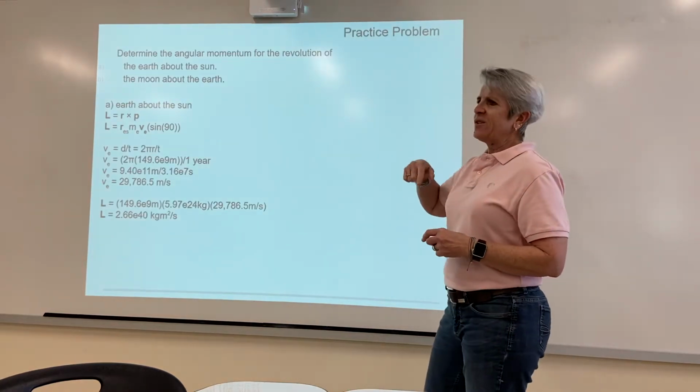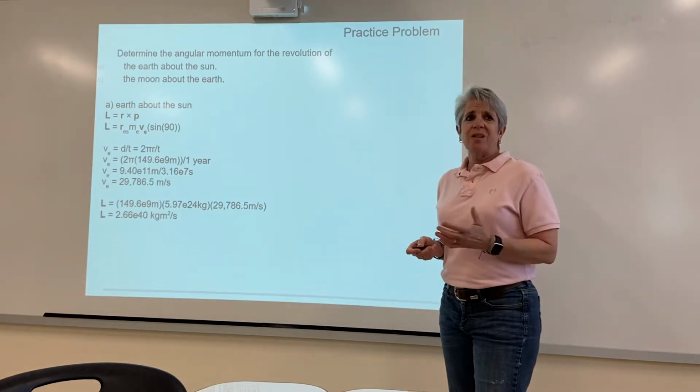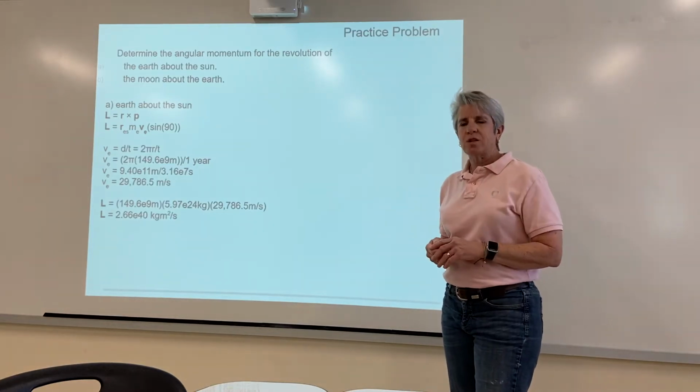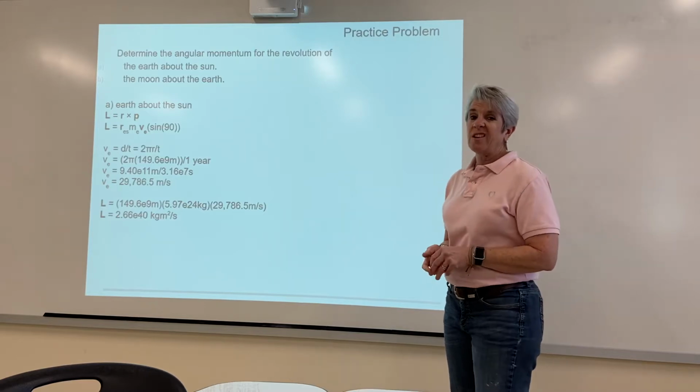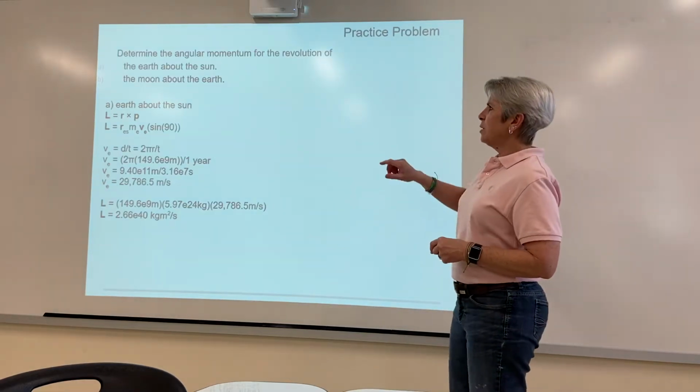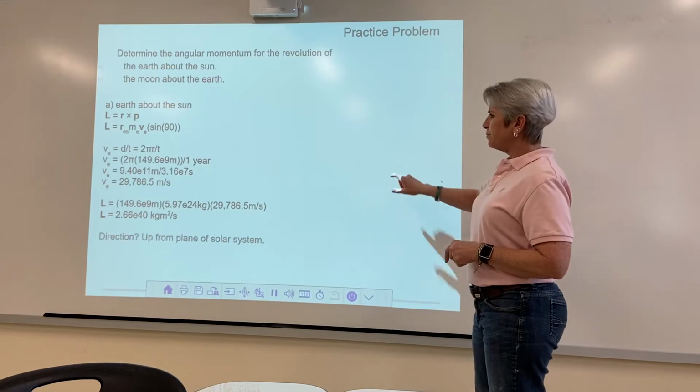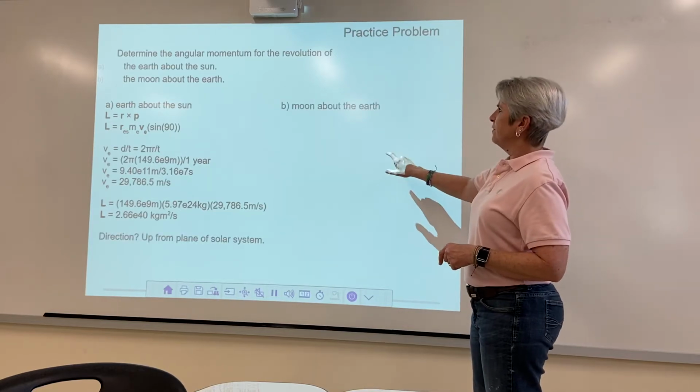Our Earth going around the sun has a lot of momentum, and that would mean it would take a tremendous amount of energy to change the momentum of the Earth going around the sun. For us, that creates a lot of stability and a lot of security. Let's talk about the moon as it goes around the Earth, and I'll talk about the direction of that as well for you.